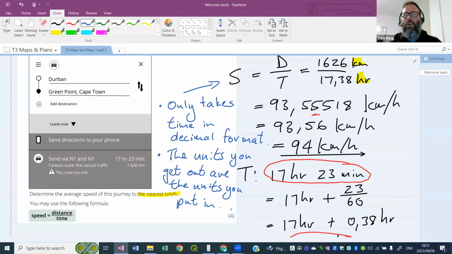Because if you put the wrong units into the formula first, you're going to have to change it after. And sometimes that's a little bit more challenging. Change the units first and then put them into the formula. It's the best way to do it. Okay. So 2 things, only take decimal format for time, and the units you get out are the units you put in. All right, please remember that.